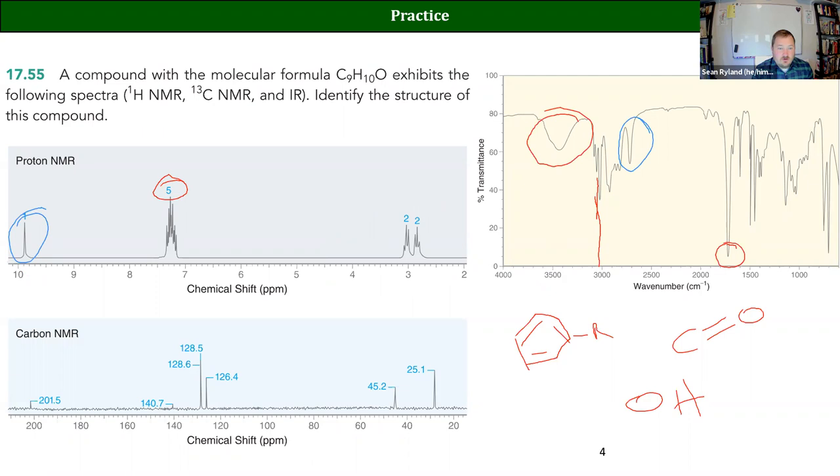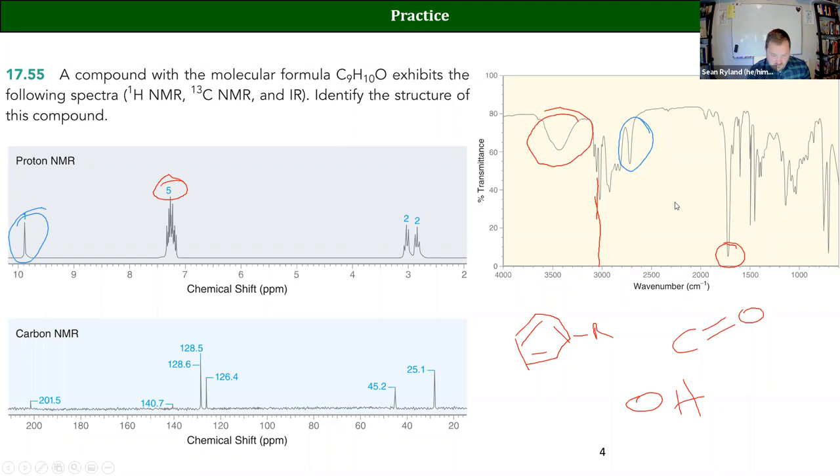Both of those blue circles are indications that we have an aldehyde. The aldehyde carbon-hydrogen bond shows up in that 2700 region. Now, I don't expect you to have that memorized off the top of your head, but if you're looking at your table of IR frequencies, that's one of the CH bonds that shows up in a different spot, not just right around 3000. Alkynes show up high near where an alcohol would show up. Aldehydes show up a little bit lower.